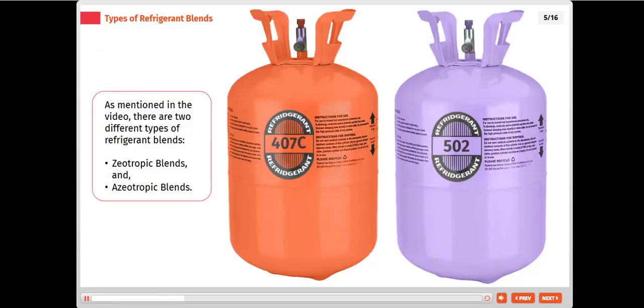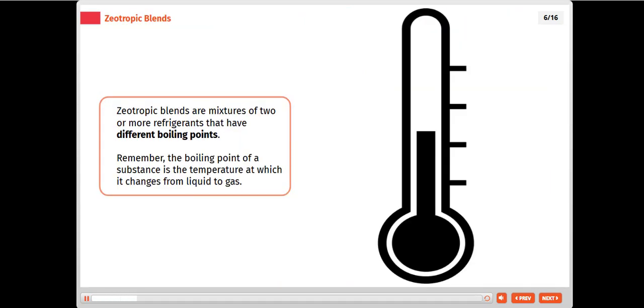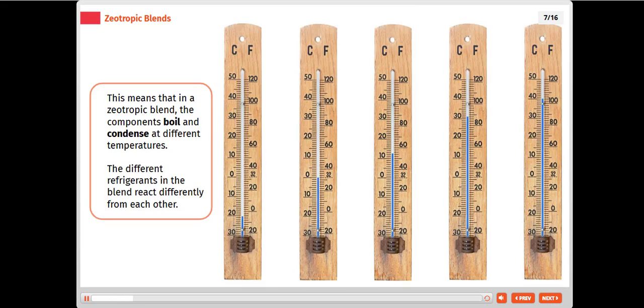As mentioned in the video, there are two different types of refrigerant blends, zeotropic blends and azeotropic blends. Zeotropic blends are mixtures of two or more refrigerants that have different boiling points. Remember, the boiling point of a substance is the temperature at which it changes from liquid to gas. This means that in a zeotropic blend, the components boil and condense at different temperatures. The different refrigerants in the blend react differently from each other.